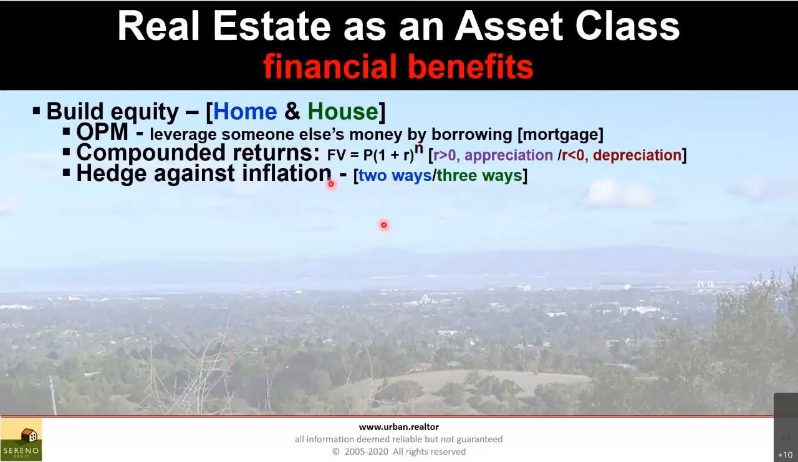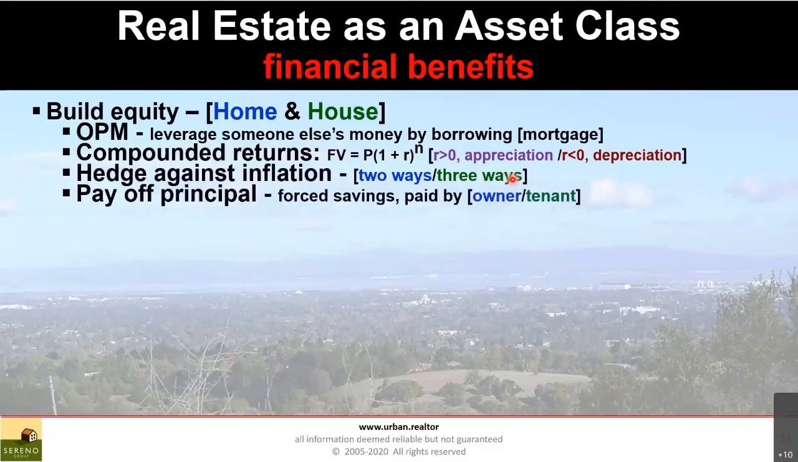So those are the two ways that we have in home ownership, versus in housing. There are three ways, and the third one, when you have an investment property, as everyone knows, is that rent typically increases with inflation. So we have two hedges with home ownership, and we have three hedges with investment properties. Obviously, you pay off principal, and it's forced saving that the owner is paying as an owner-occupant. And when you are investing in real estate and you're breaking even, then obviously that is paid by the tenant.